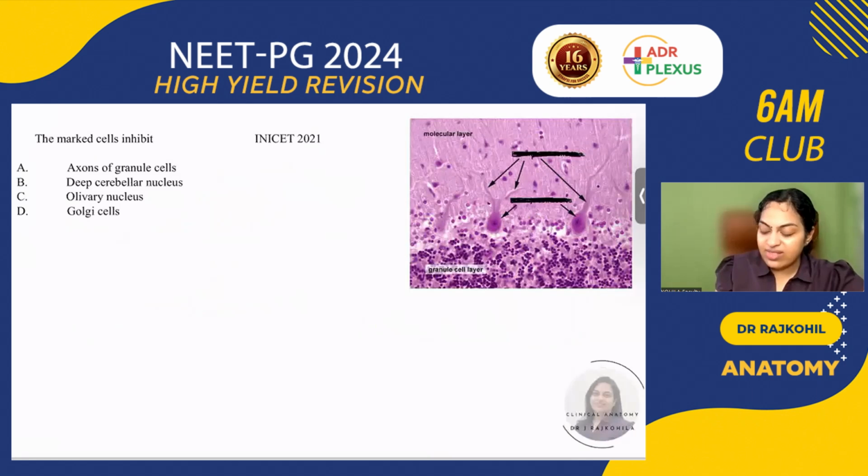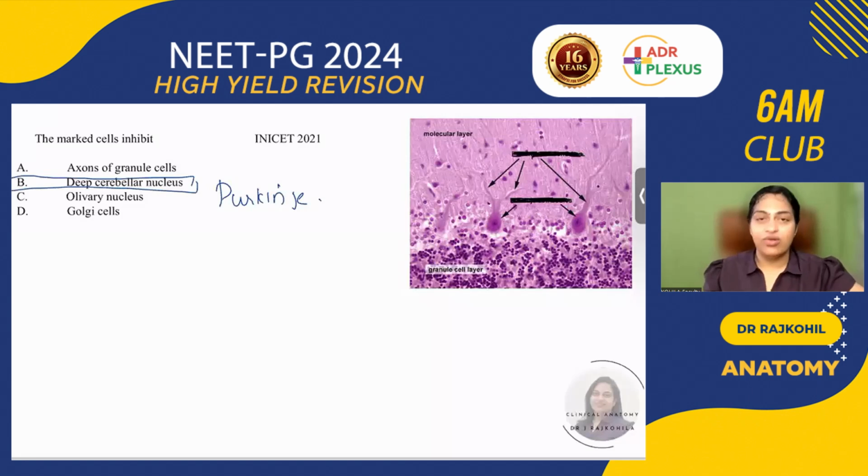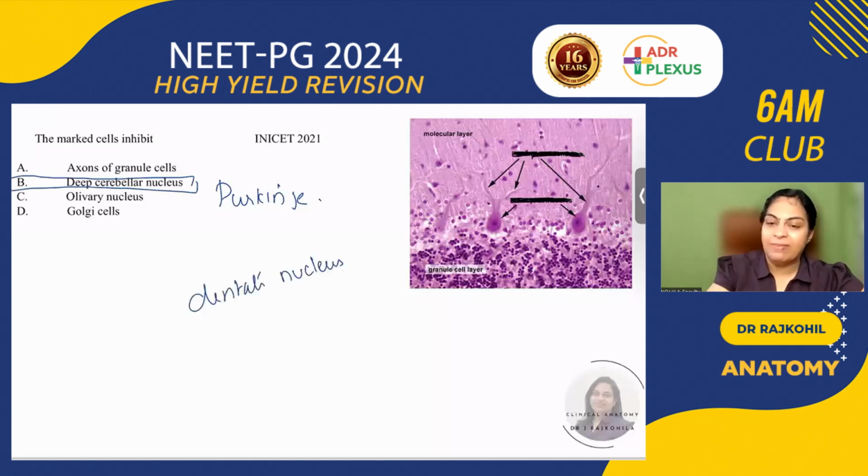What are the Purkinje cells? These are the Purkinje cells, right? And they inhibit the deep cerebellar nuclei, the dentate, emboliform, globose, and fastigial. You should be able to identify the dentate nucleus in a cross section of cerebellum. Is that fine?